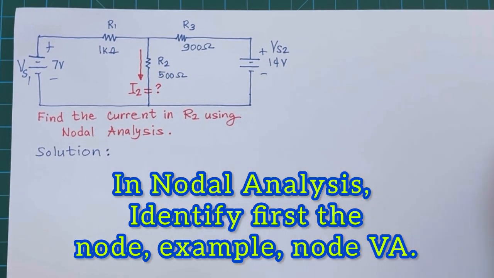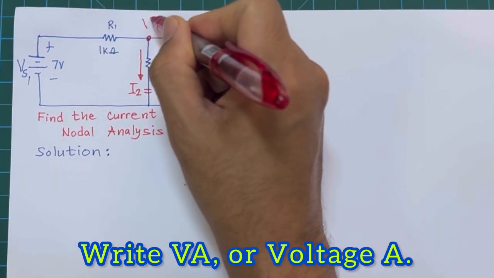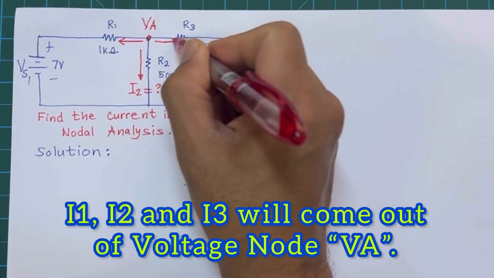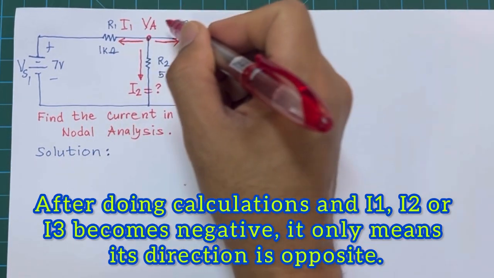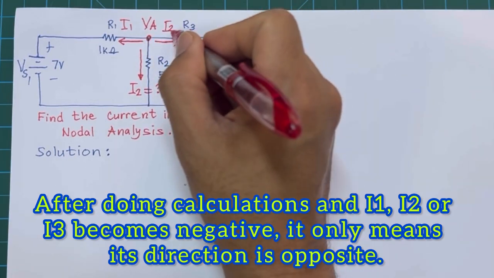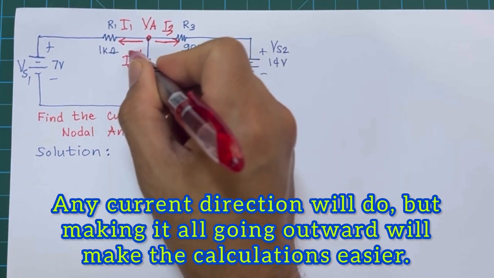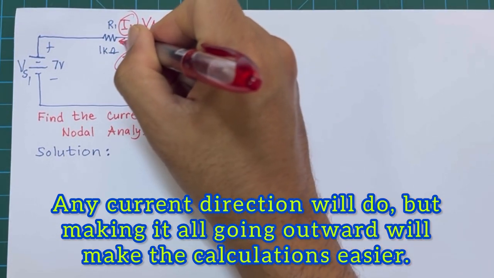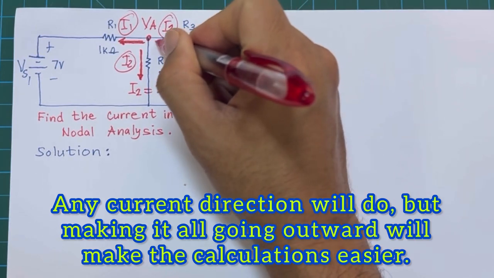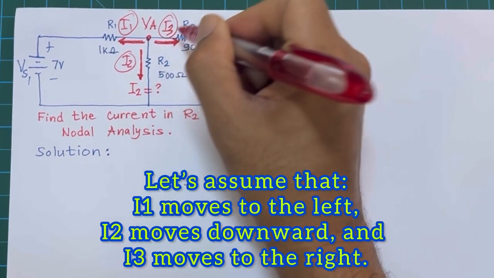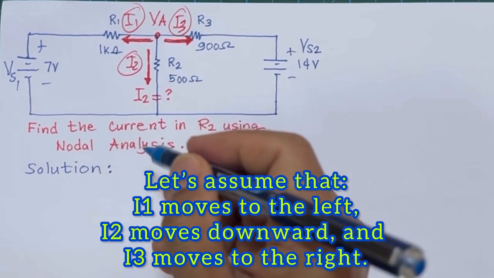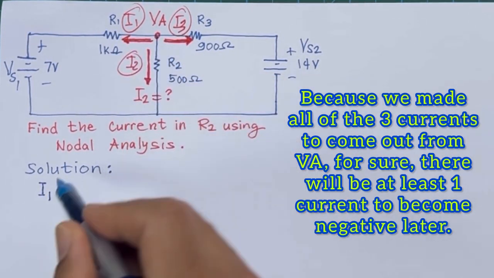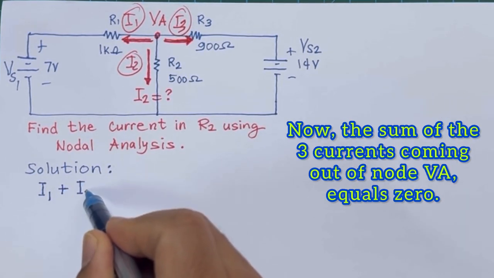In nodal analysis, we need to identify the node. For example, let's use node VA. And let's make all currents I1, I2, and I3 go out from this node VA. The directions of the currents will also be pointing outward from VA. So, we have I1, I2, and I3 all pointing outward, and we will assume this only, and if we get a negative answer later on, then that would mean that our direction is wrong.